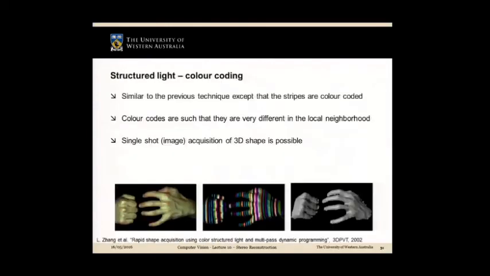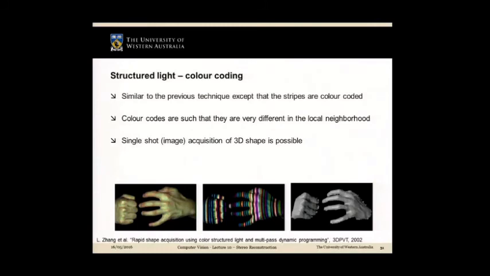To address this, we have color coding. It is similar to the previous technique, except that the stripes are color coded. The color codes are such that they are different in the local neighborhood, so they have a different contrast. These color stripes have different contrast, and this allows single-shot acquisition of 3D.